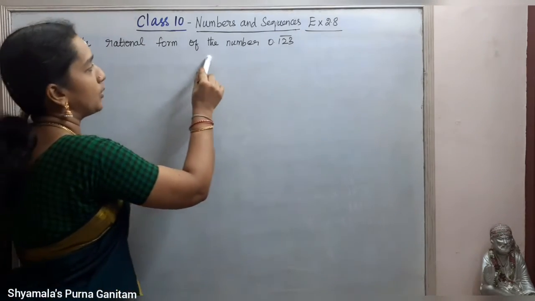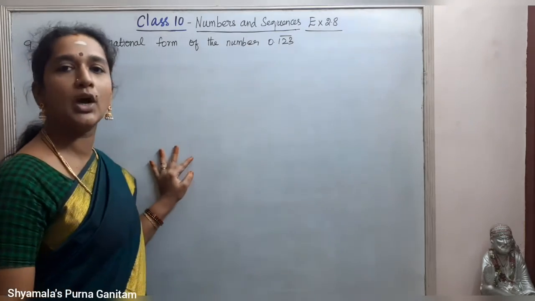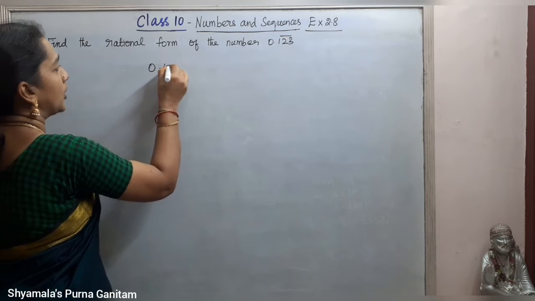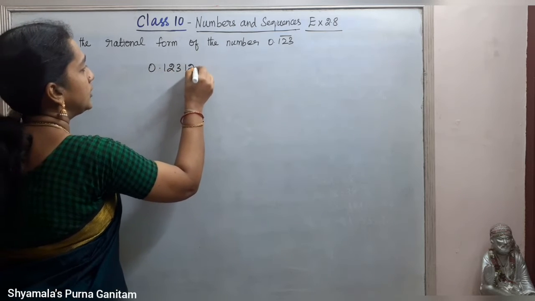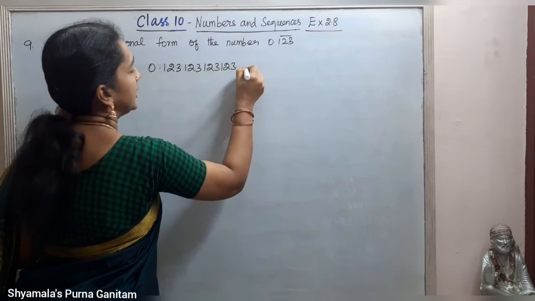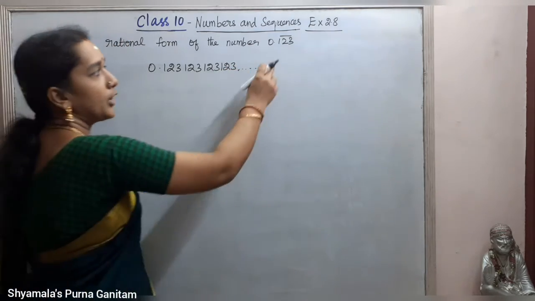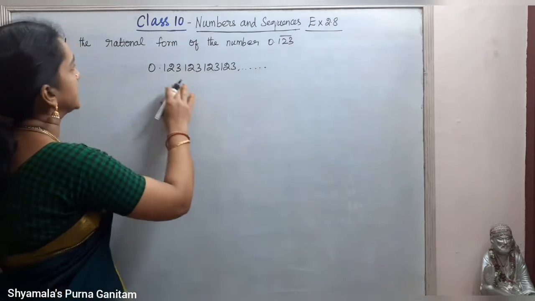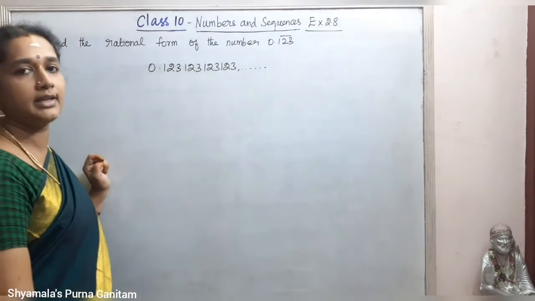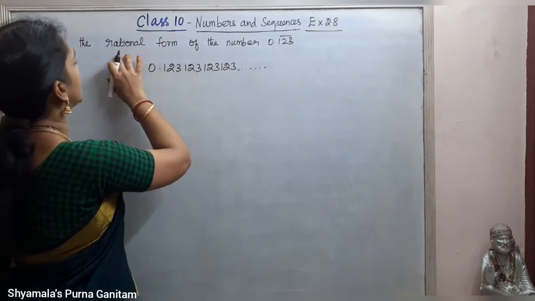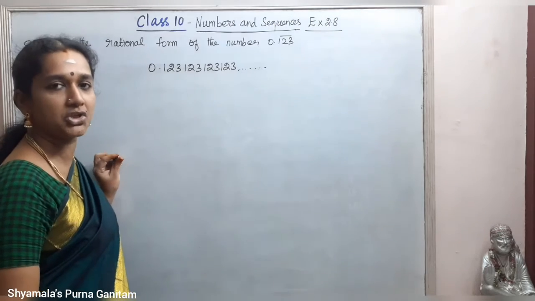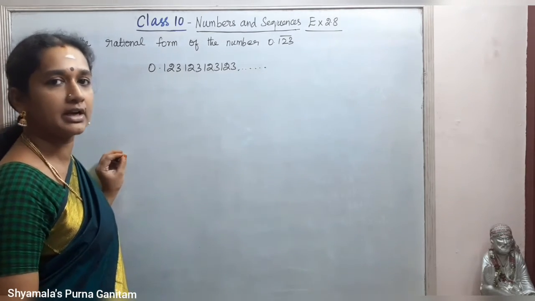Find the rational form of the number 0.123 recurring. So we can write 0.123 as 0.123123123, and this is given as 0.123 bar. So 123, 123 will go on like this. It is a non-terminating recurring number. We are asked to find the rational form of this given number.